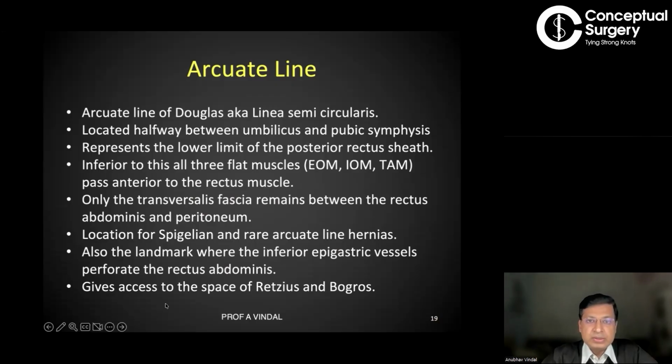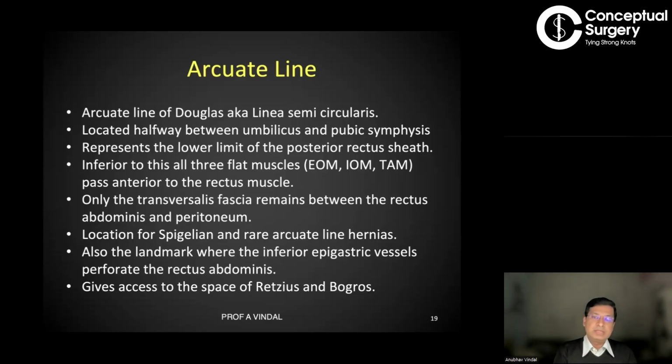And inferior to this, all three flat muscles pass anterior to the rectus muscle, and therefore the belly of the rectus is in direct contact between the transversalis fascia and the peritoneum. Now, this is a very important and unique anatomical arrangement, which suits the surgeons excellently because it gives us a very unique area to access the pre-peritoneal space.